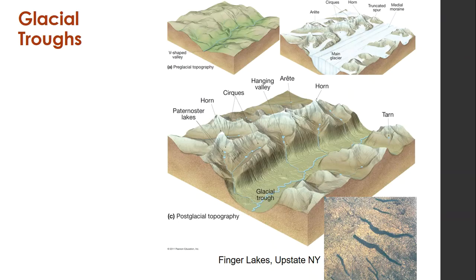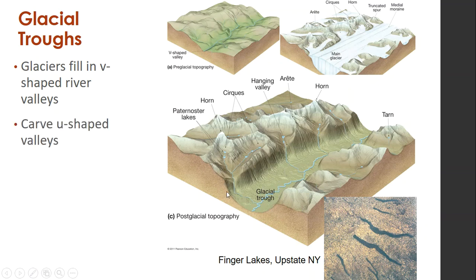So here's something called glacial troughs, right? And so here is a valley that was created by a glacier. So glaciers will fill in a V-shaped valley that is created by a river. It will come down, it will scrape and abrade the sides of this, and it will form a U-shaped valley. So you take something that looked like this, and after a glacier has been through there, it looks like it's got this very rounded U shape. So it carves these U-shaped valleys.